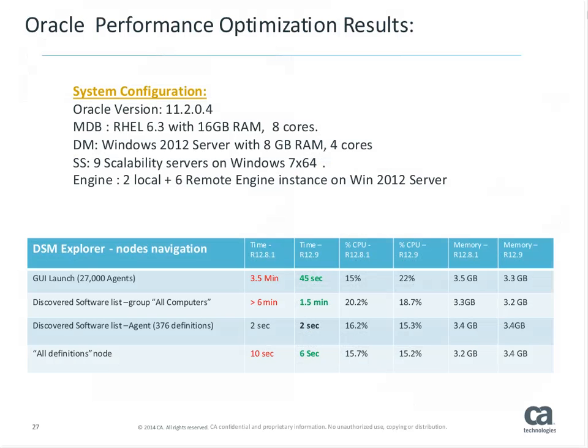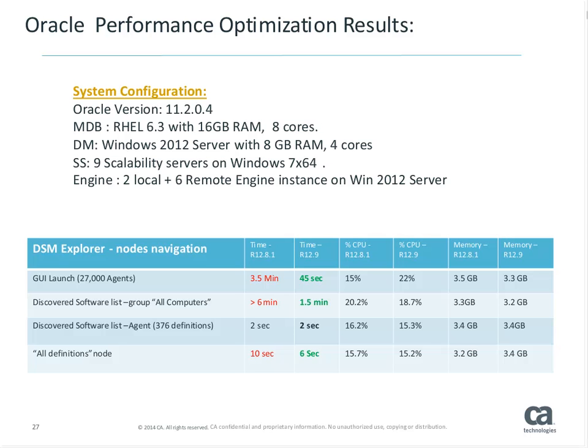Here's some examples of some performance things that we've gone through. For example, to launch the GUI for 27,000 agents, it was taking 3.5 minutes. On 12.9, that's been reduced down to 45 seconds. To open the discovered software list was 6 minutes. It's reduced down to 1.5.